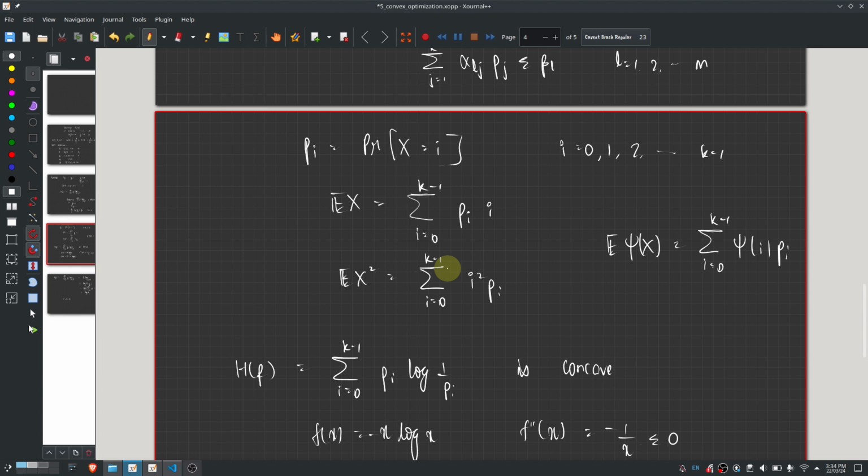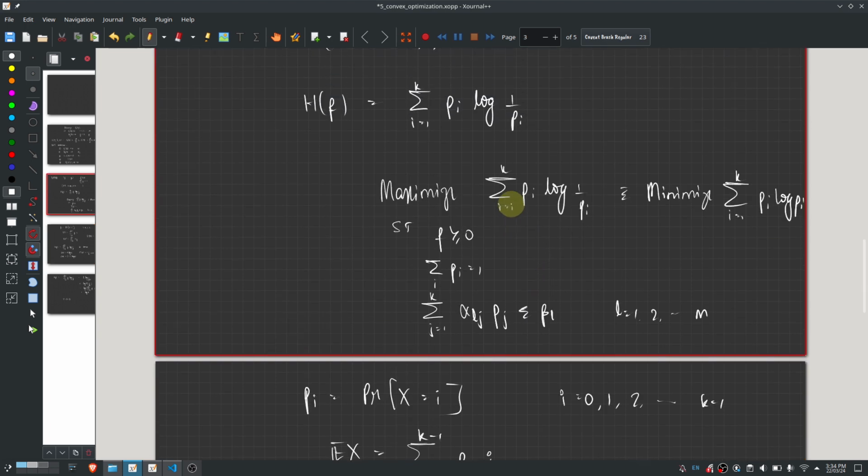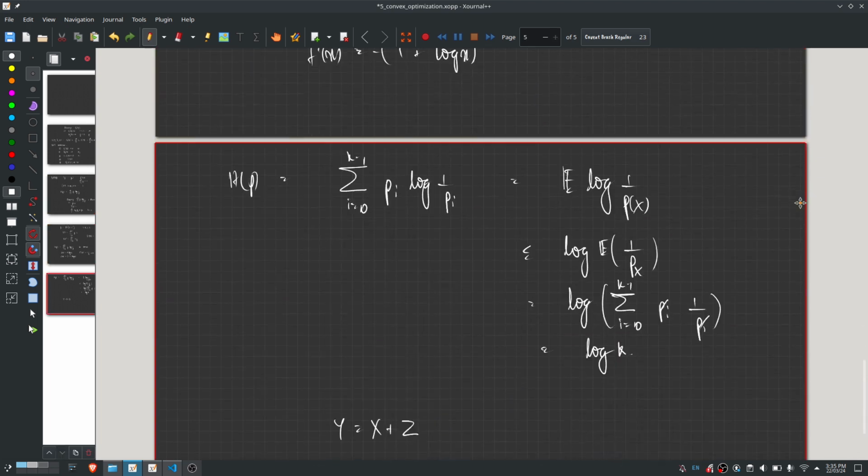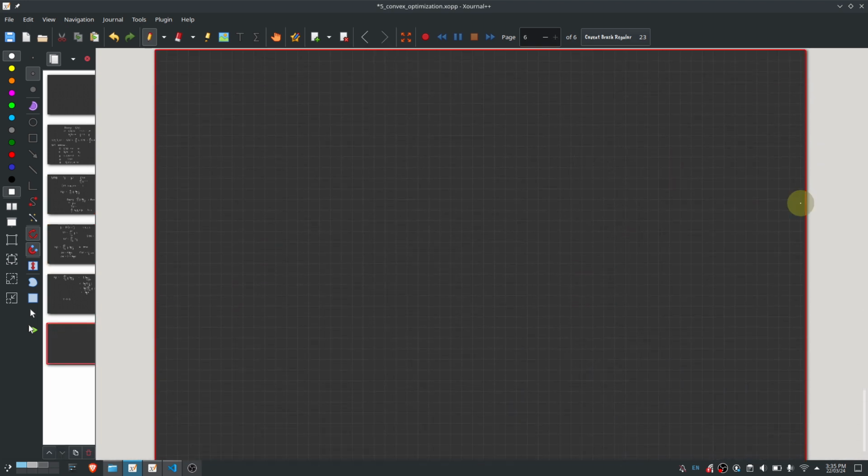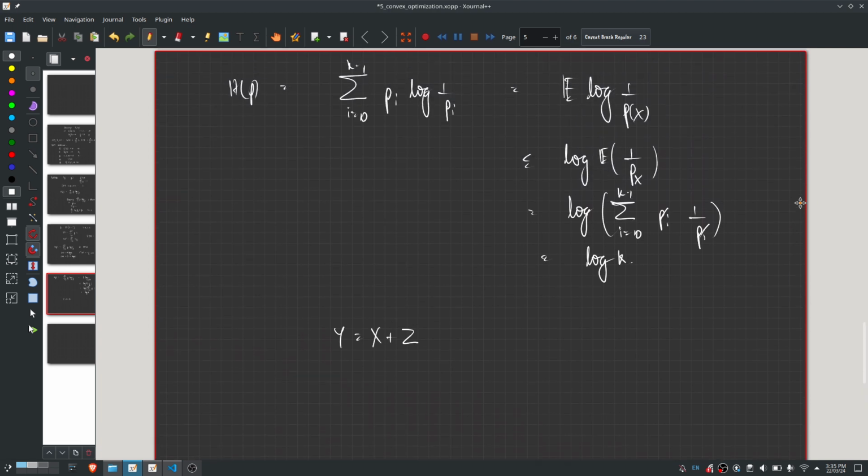It's to maximize h of p subject to a bunch of constraints, because h of p is a concave function, or you minimize minus h of p. Correct. So you maximize summation pi log 1 by pi, or you minimize summation pi log pi. Okay. Any other questions?